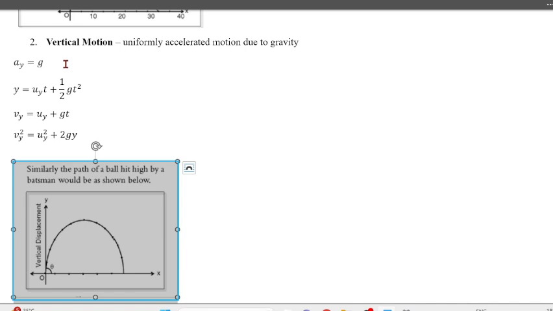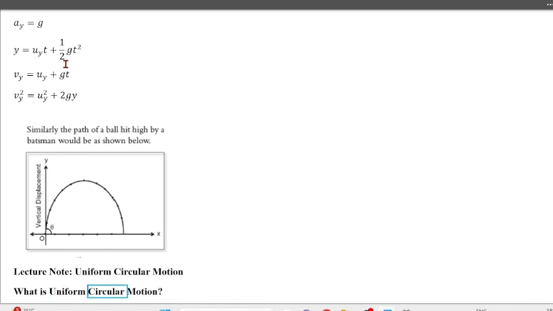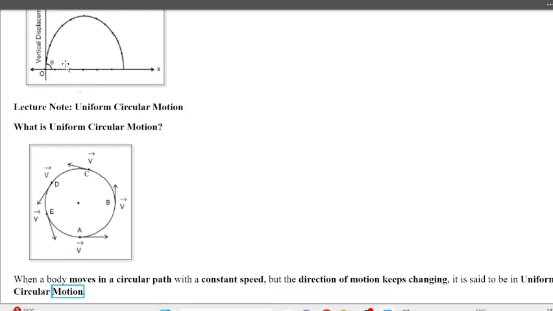Lecture note: uniform circular motion. What is uniform circular motion? When a body moves in a circular path with a constant speed but the direction of motion keeps changing, it is said to be in uniform circular motion.